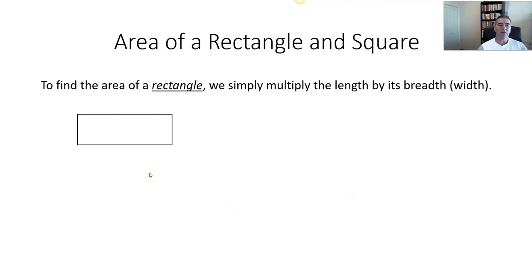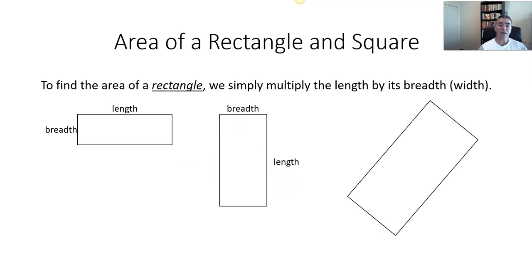So we've got a rectangle, we need to know its length and its breadth. Another rectangle, we need to know its length and its breadth. And a third rectangle, we need to know its length and its breadth. So, as we said, the area of a rectangle is length times breadth.